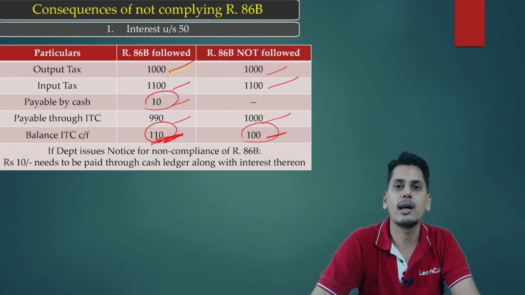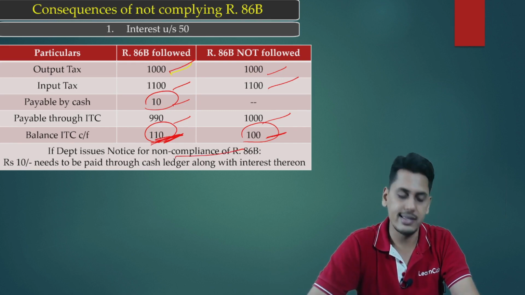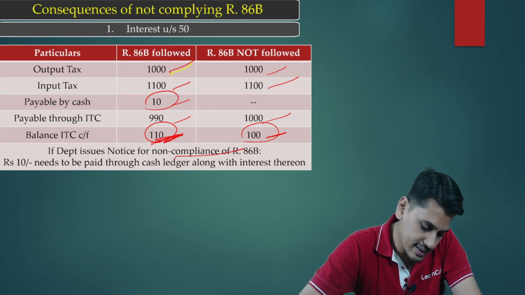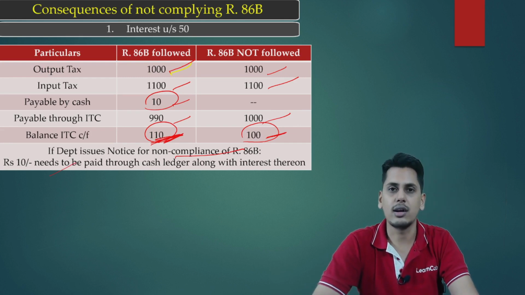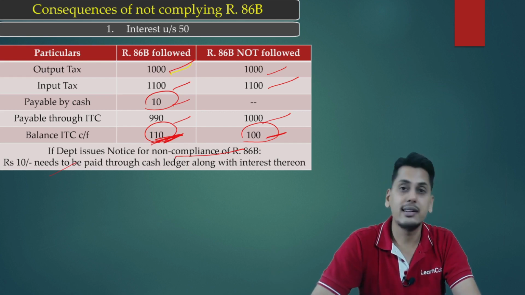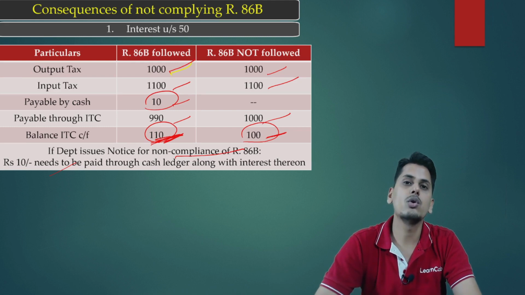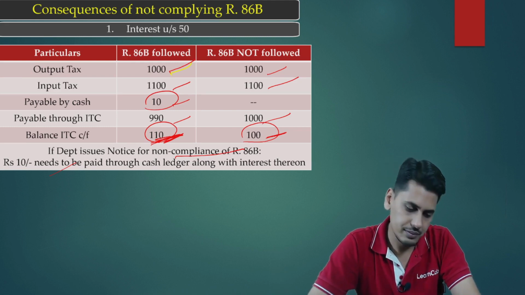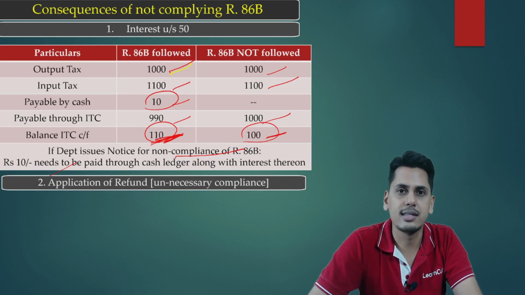It stays 110. So now friends, in this case, if the department is going to issue a notice for the non-compliance of Rule 86B, then rupees 10 needs to be paid through cash ledger along with interest thereon, and whatever is the 10 which you wrongly paid through your credit ledger, you can go and apply for a refund. So application of refund, this becomes an unnecessary headache.